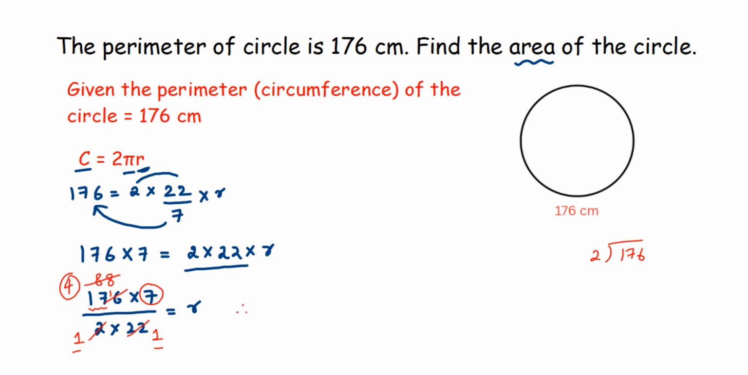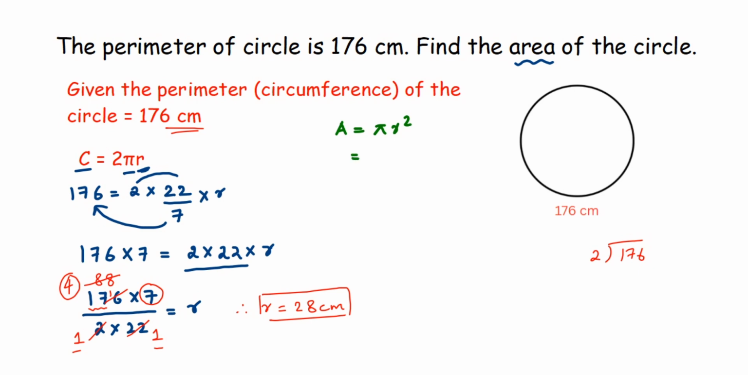So therefore r is equals to 28 and the units will be centimeter, because the circumference is in centimeter, the radius will also be in centimeter. So we got r value. Now using this radius we have to find the area. Now what is area? Now area of a circle is, let's take it as A. So A is equals to pi r squared. Using this we can find the area of the circle.